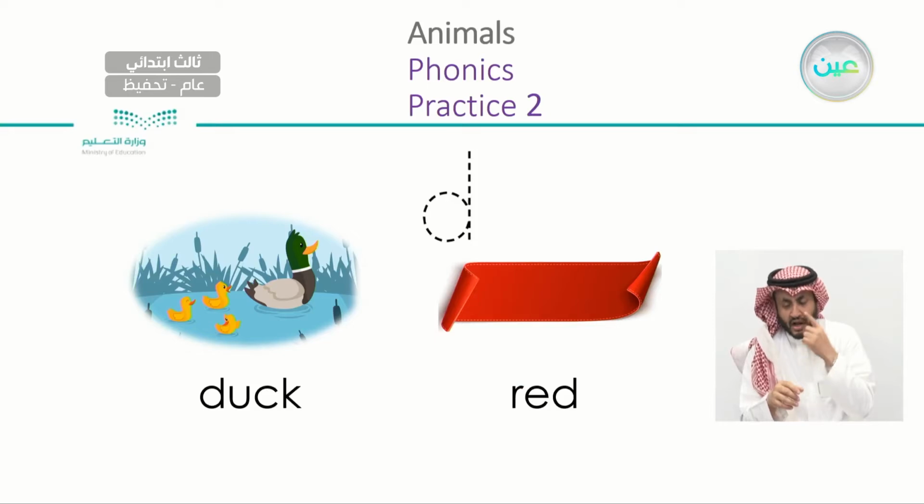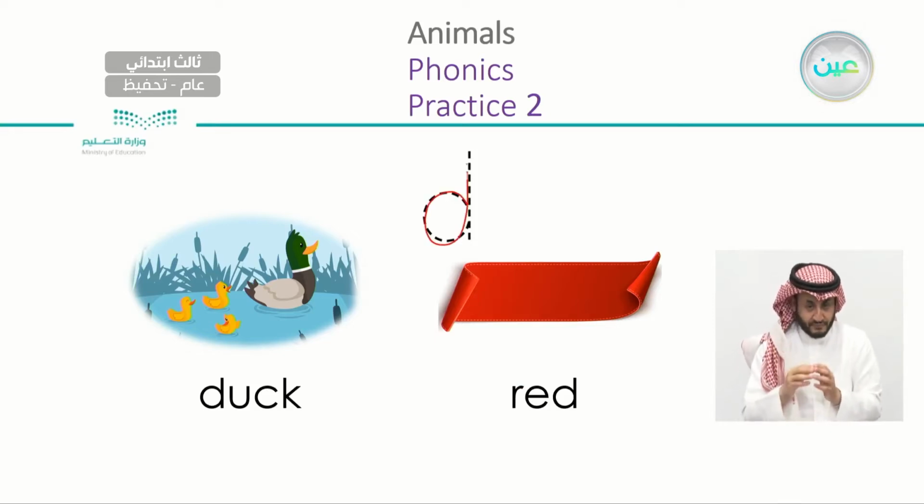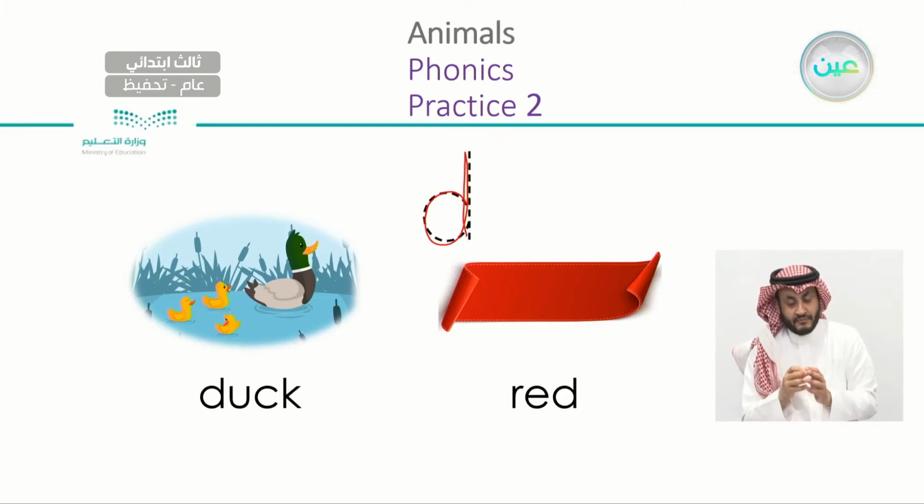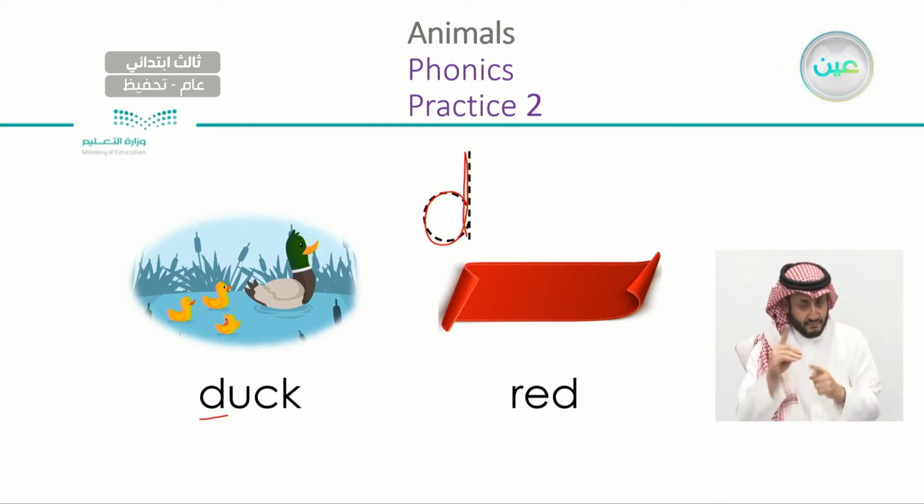What do we have over here? We have the letter D. What words can we see? Duck. This came at the beginning. And here we have a red ribbon. The D came at the end of the word.